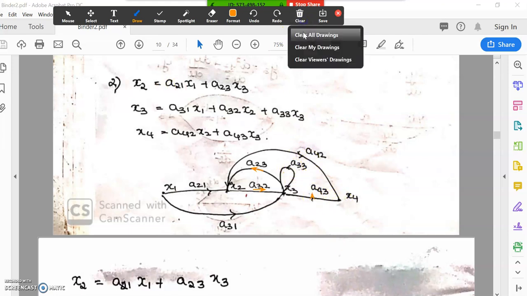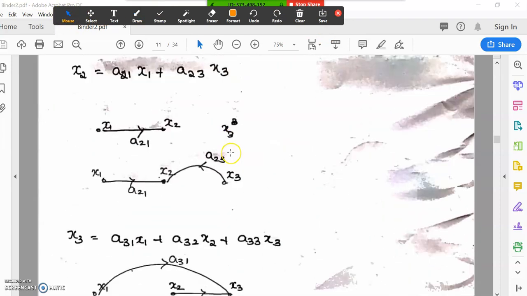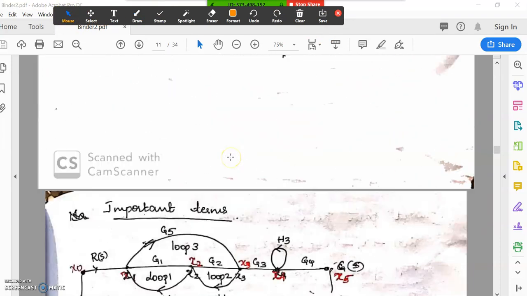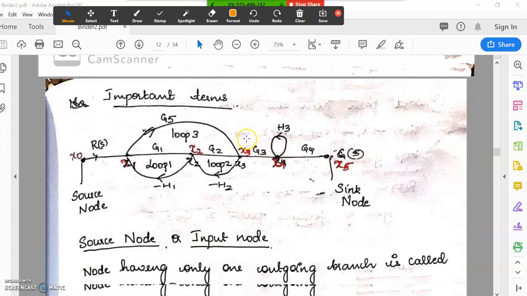So similarly you try to do it by yourself, and if you can't get it, you can just refer to this. I'll be sharing this PDF also.